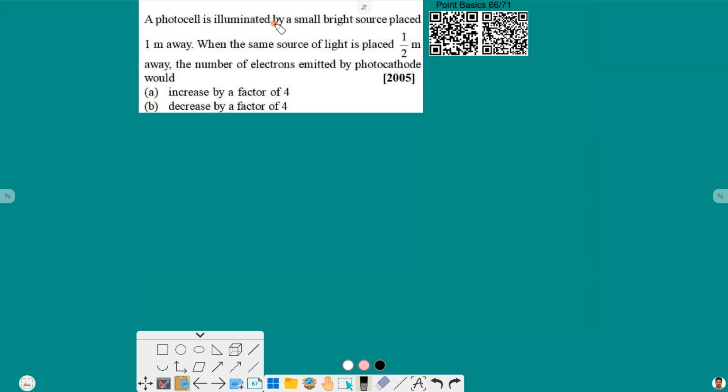A photocell is illuminated by a small bright source placed 1 meter away. When the same source of light is placed half a meter away, the number of photoelectrons emitted. So we know that the number of photoelectrons is proportional to the number of photons striking, and the number of photons is equal to power divided by the energy, and we know that intensity is equal to power by area. So basically the number of photons is I times A divided by E, where E is the energy.